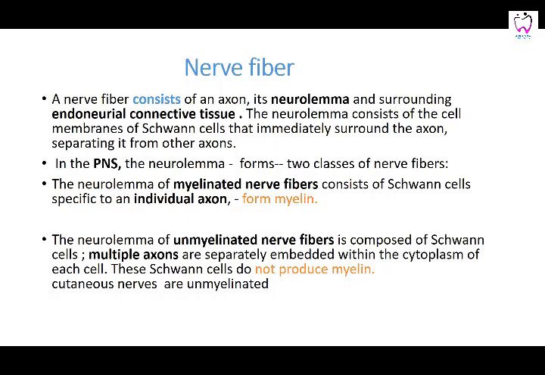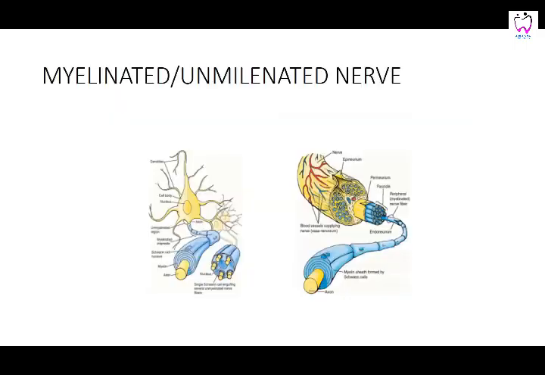One Schwann cell is going to produce myelin for each axon. That is the myelinated nerve fiber, whereas many axons are going to be collectively surrounded by the neurolemma or the plasma lemma of the Schwann cell, which is not going to myelinate them. And so these are unmyelinated and do not produce myelin. Cutaneous nerves are unmyelinated. If you see this, this is an unmyelinated nerve fiber. Many nerve fibers, many axons, are collectively surrounded by one Schwann cell. In this, an individual Schwann cell is going to cover the individual axon, that is myelinated nerve fibers.